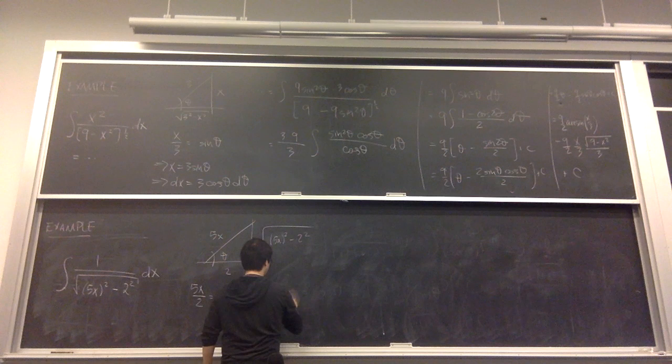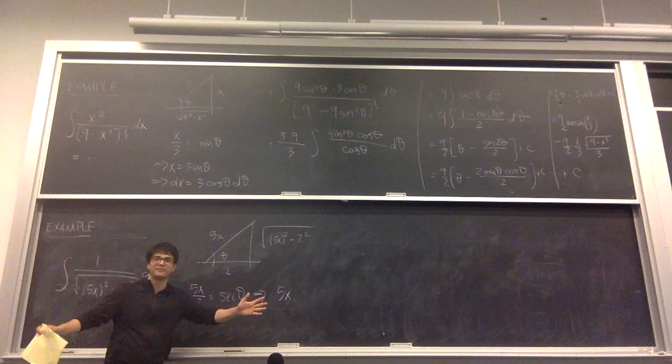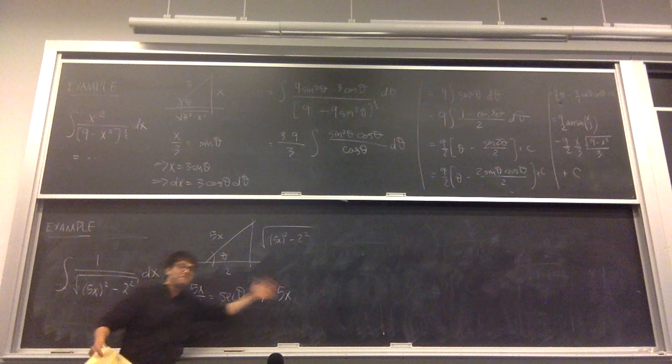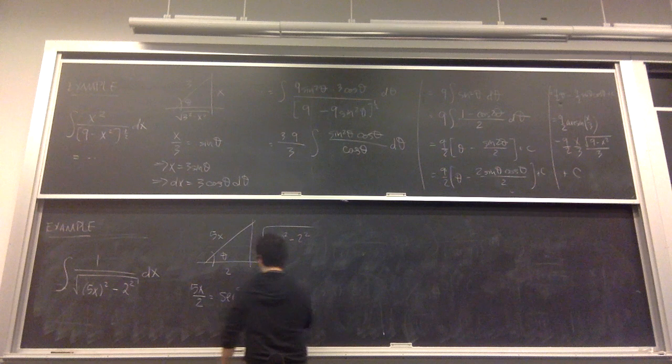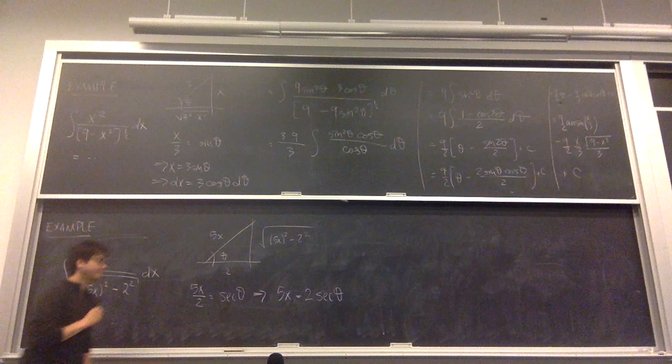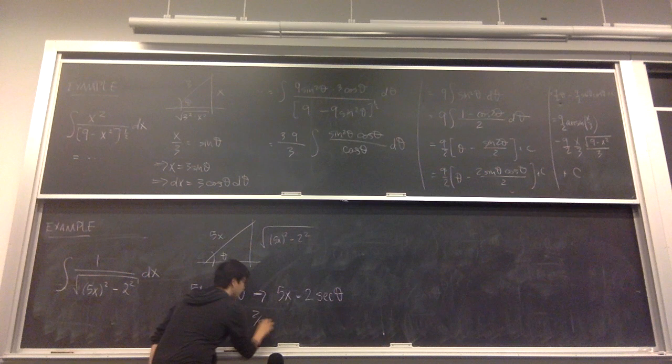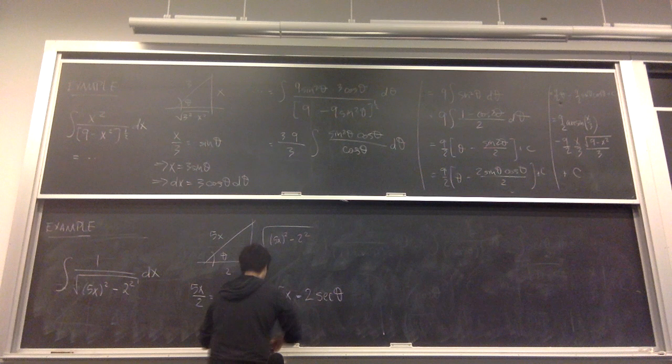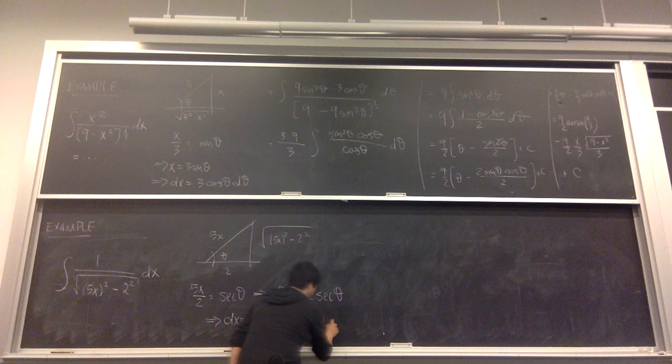5x? Don't isolate everything for x and y all the time. We have to make a substitution on 5x. So say what 5x is, not what x is. It's going to work out, but it's a waste of time. So 5x is going to be 2 secant theta, okay, which means that dx is going to be 2/5, what's the derivative of secant? I wrote that on the board, didn't I? Yeah, secant x tan x. So this is secant theta tan theta d theta.